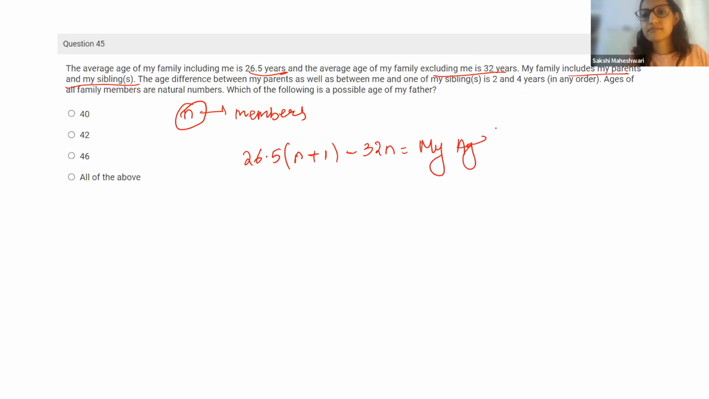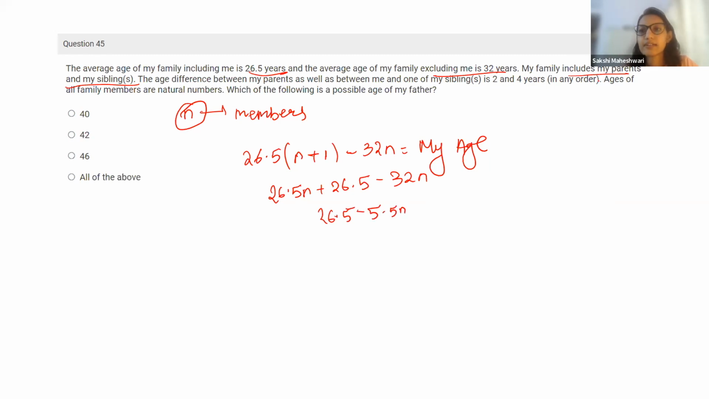Is it fine? Are you getting it? Yes? So let's just solve this. 26.5n plus 26.5 minus 32n gives me 26.5 minus 5.5n.